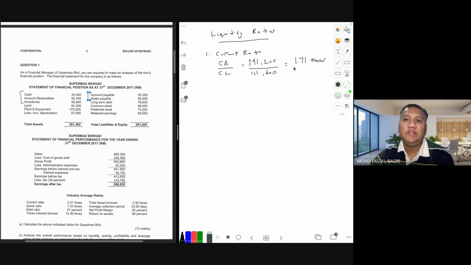Okay, so what you need to do after you do the calculation? Okay, ingat tadi, first is to calculate kan, second is to analyze. So how to analyze? So you have this benchmark kat dalam soalan ni, benchmark ratio dia adalah 2.31 for current ratio. So this is the industry average. So imagine Supermax ni berada dalam satu industri. Saya tak tahu dia company buat apa. Dia tak mention kat sini. So dia katalah dia belong to one particular industry. So dalam industri tu ada 20 companies.